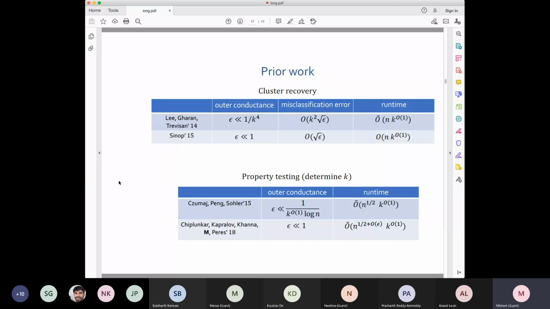Note that our previous result with Chiplunkar, Khanna, Muzaffar, and Perez solves the testing version of the problem all the way up to the information theoretic limit, namely up to epsilon being a small constant, but it does not really provide fast query access to the clustering. And so this is what we want to do in this talk.